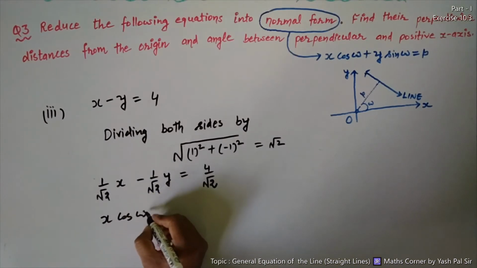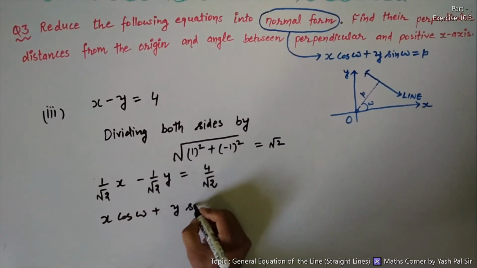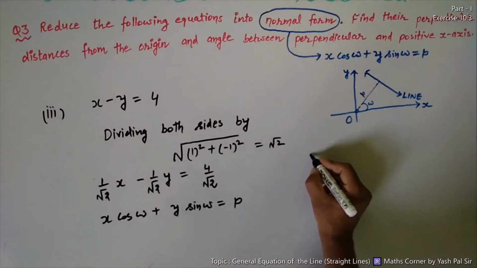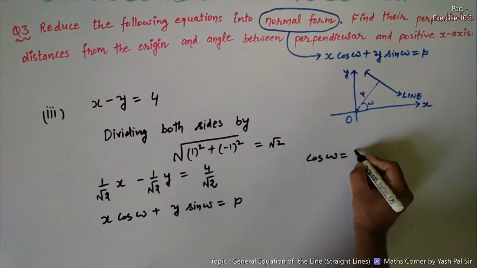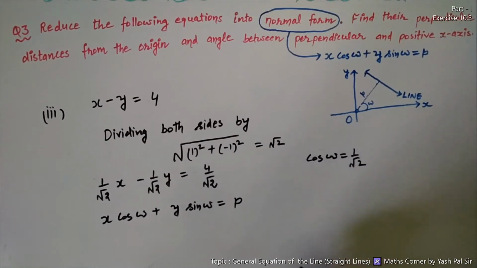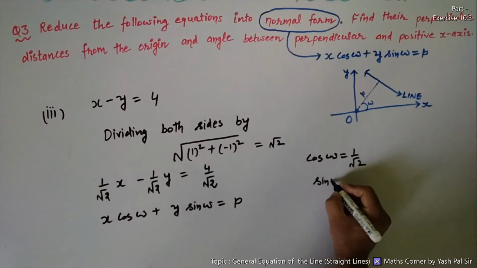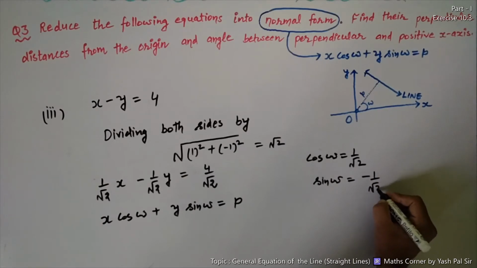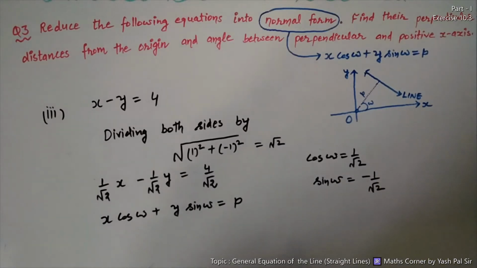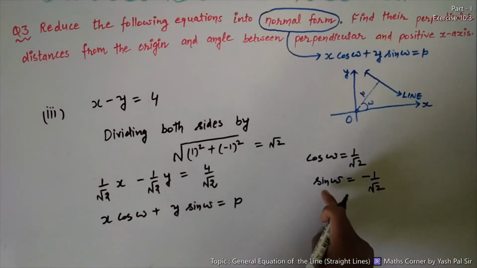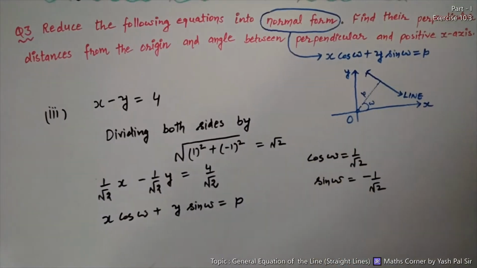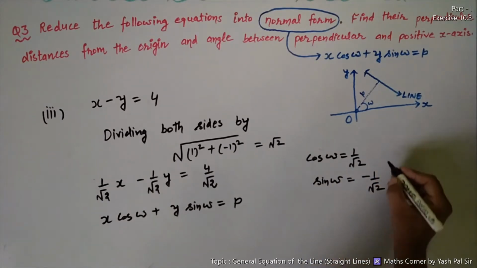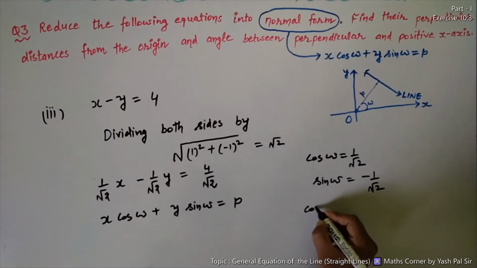Now again this is x into cos omega plus y into sin omega is equal to p. That is to say, cos omega is equal to 1 upon square root of 2 and sin omega is equal to minus 1 upon square root of 2. So in which quadrant is cos positive and sin negative? Of course, this happens only in the fourth quadrant. So what can we say?